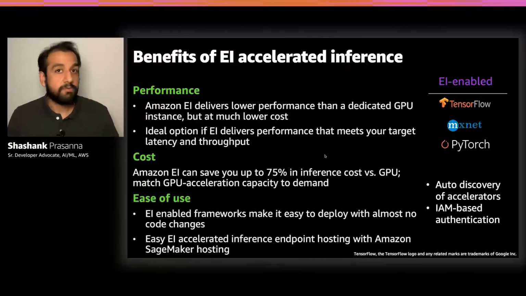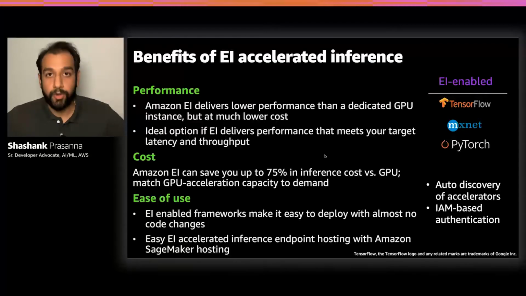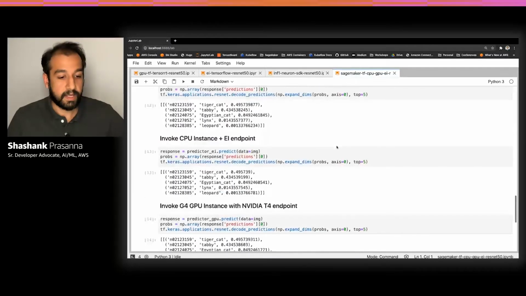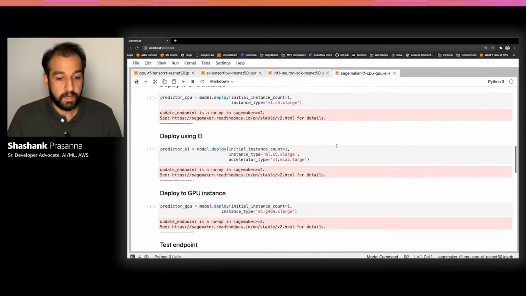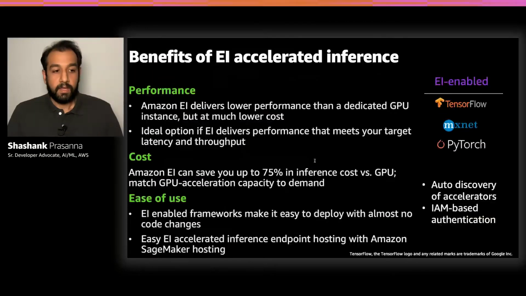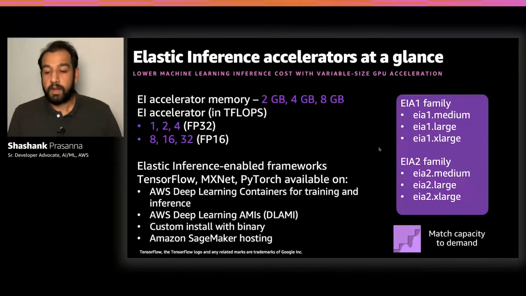And in terms of ease of use, it's very easy to use with the Elastic Inference enabled frameworks. Things just work out of the box for you. It's also easy to use with Amazon SageMaker hosting, the same process as I showed you before. One-click deploy, just specify the inference type. I'll show you very quickly what that looks like using an Elastic Inference endpoint. You can just introduce it to the model.deploy function by specifying the accelerator type, and the rest of the process is the same. And there are many different options. There are 6 different sizes, as I mentioned, with different memory sizes within each of these accelerator types, and different teraflops.